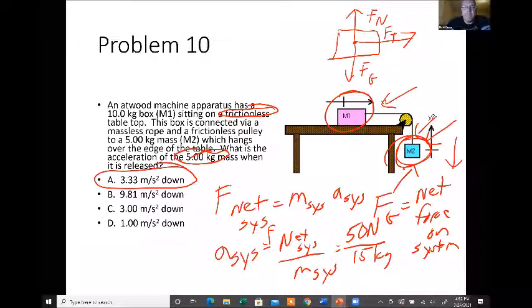Everybody okay with that? How did you get the F net of the system again? The force that's making this system move is the weight of box M2. So I just took the mass of box M2 and multiplied it by g: 5 kilograms times 10 meters per second squared. I just found the weight of box M2. Okay, thank you.